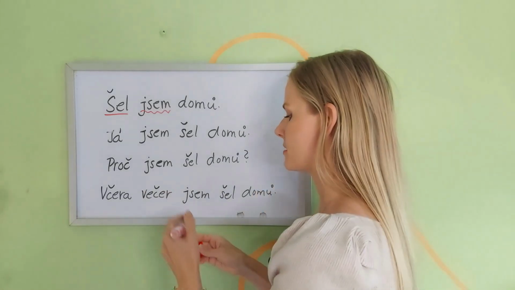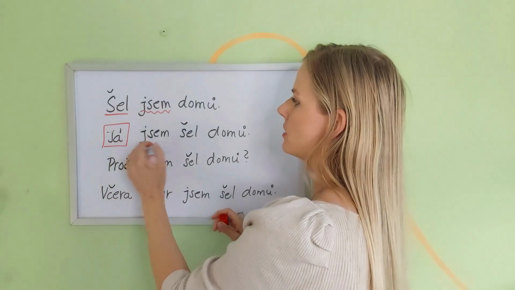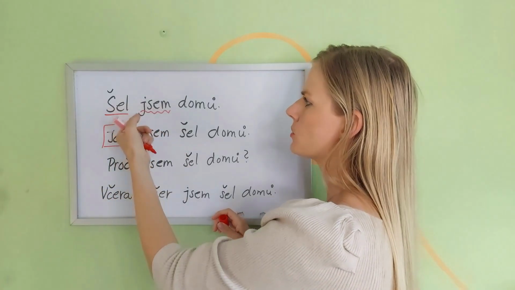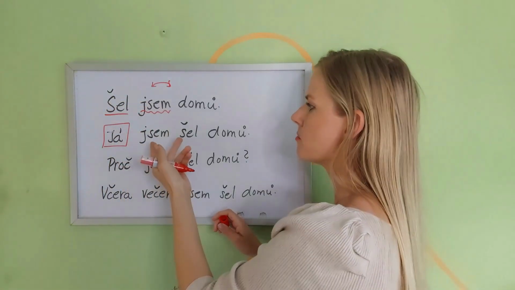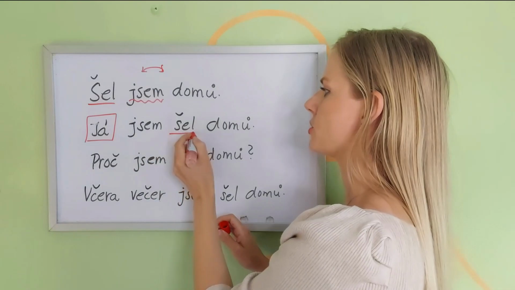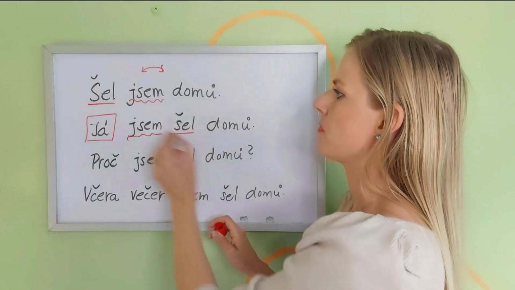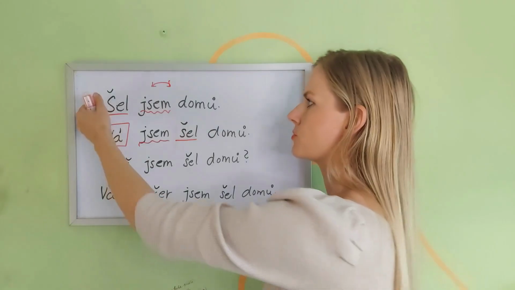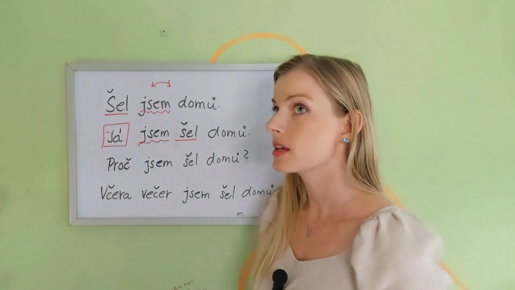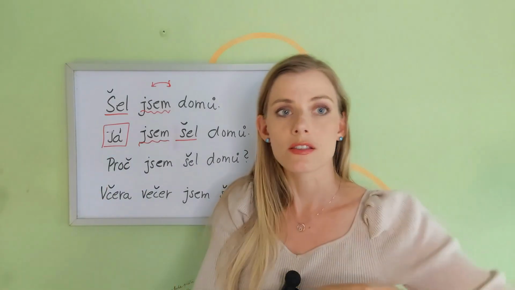What happens is adding another word right here will change the word order. These two will switch positions. Já jsem šel domů. Here is šel, the main verb. Here is the auxiliary verb. Já jsem šel domů. These two sentences have exactly the same meaning, except here you emphasize I went home while you guys stayed here.